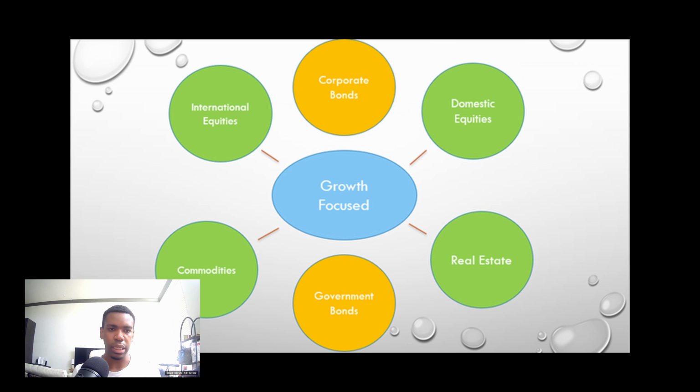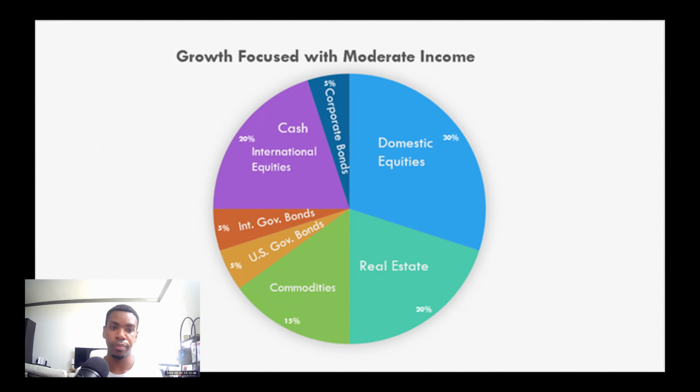Okay, this type of portfolio is going to be made up of mainly growth asset classes like domestic and international shares, commodities, and REITs, with a mix of government and corporate bonds to increase income potential without increasing the risk. So this chart demonstrates the type of breakdown that you can use for each of the asset classes. As we can see from the chart, the amount of domestic and international equities has been reduced to include the use of government and corporate bonds.